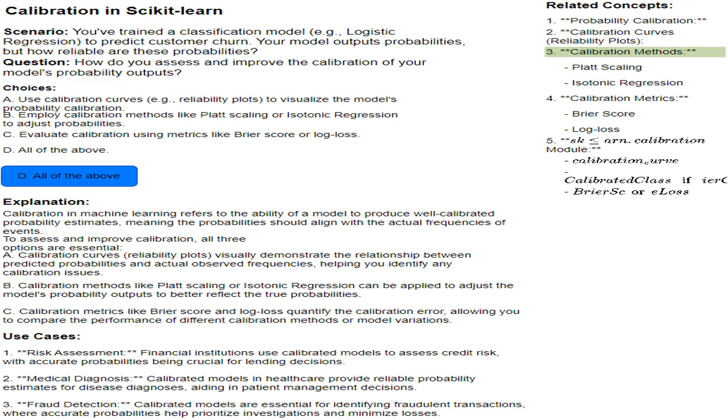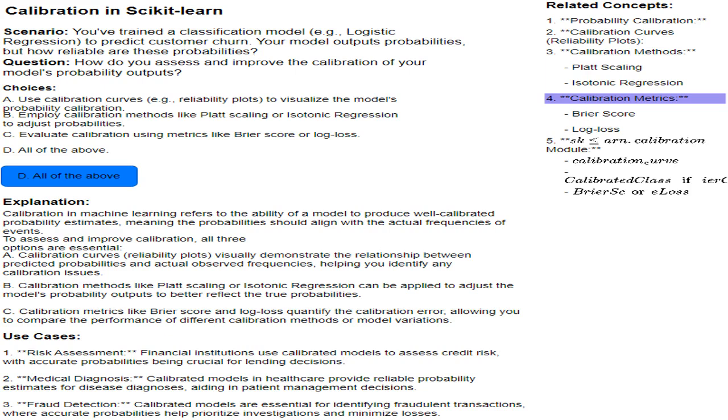Calibration methods. Calibration methods are techniques that adjust the model's probability outputs to improve their alignment with the true probabilities. Common methods include Platt scaling and isotonic regression. Calibration metrics. Calibration metrics, such as Brier score and log loss, quantify the calibration error of a model. Lower values of these metrics indicate better calibration, signifying a model that produces probabilities closer to the true underlying probabilities.